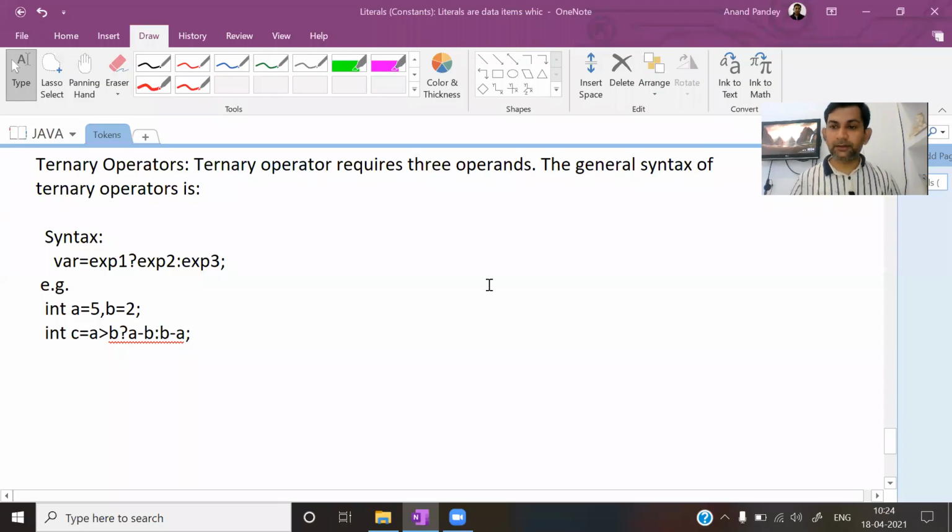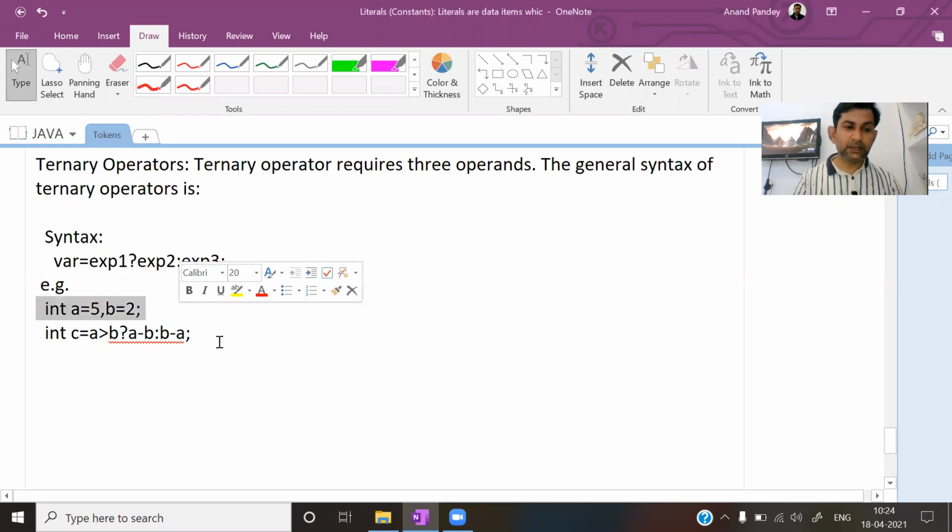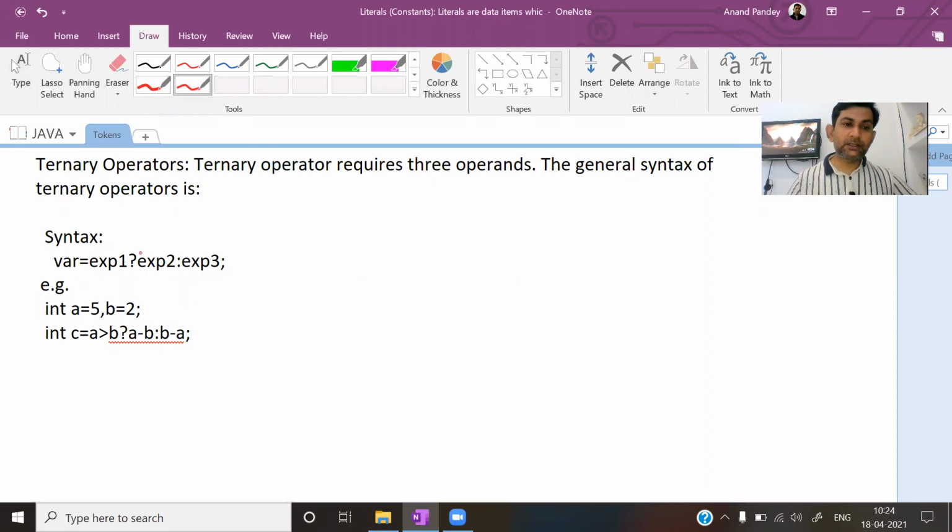So I'm going to explain with the example. See this example I have written on the screen. Int a equal to 5, b equal to 2. Okay. So you can see in the syntax, expression 1, I'm comparing with the syntax. C is the var for variable as I told. So here C is the variable, you can see. And here A is greater than B.